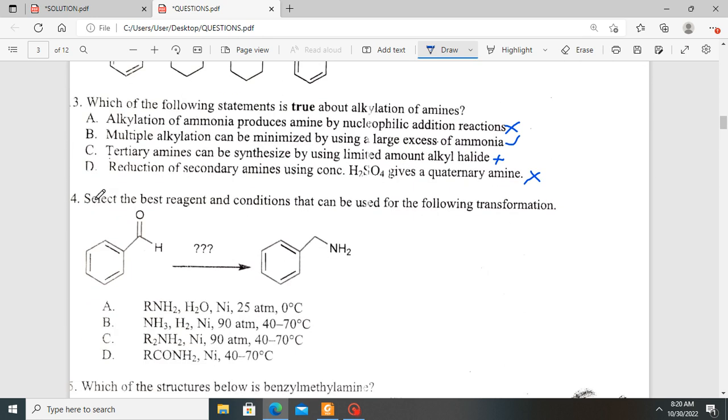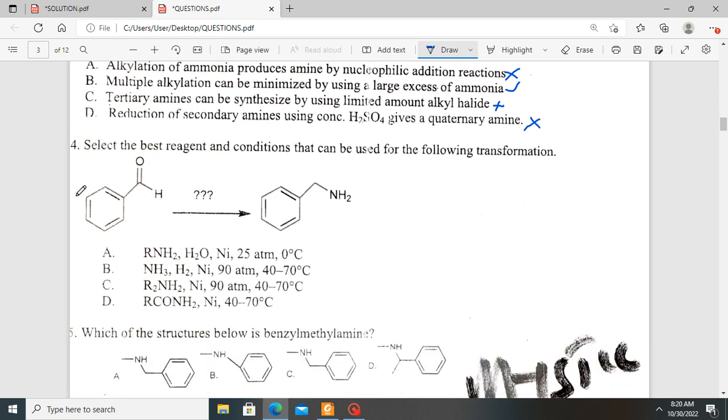Next question. Select the best reagent and condition that can be used for the following transformation. So let's see, if you have this benzaldehyde giving you this benzylamine, which possible transformation was adopted? This one is a possible oxidative amination, done by not this, not this, not this, but it is this. So the answer is B.